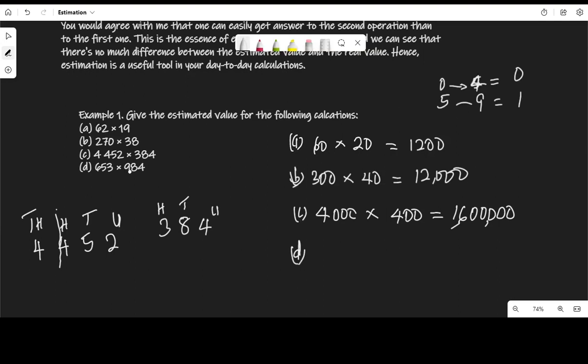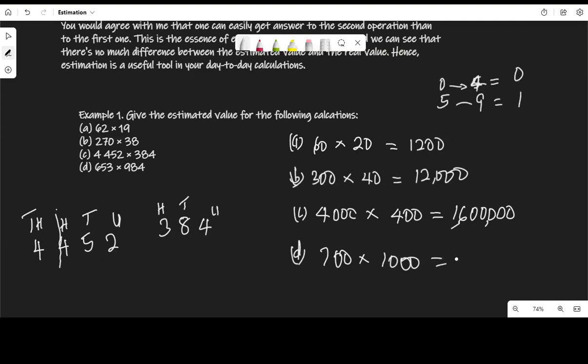Then lastly, question D, I have 653 multiplied by 984. 653, I will round up to the nearest 100, which is 700. 5 rounds up to 1. 1 plus 6 is 7. So 700 multiplied by 984. I'll round it again to the nearest 100, which is 1,000. Why? 8 rounds up to 1. 1 plus 9 is 10. So this number is close to 1,000.